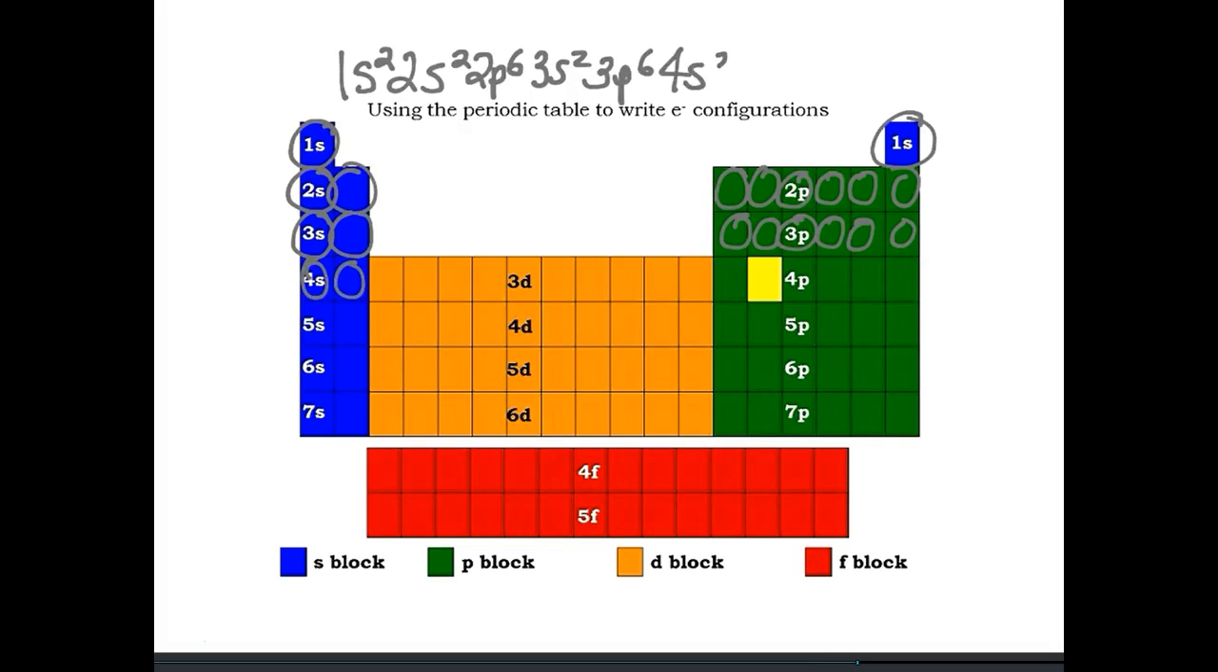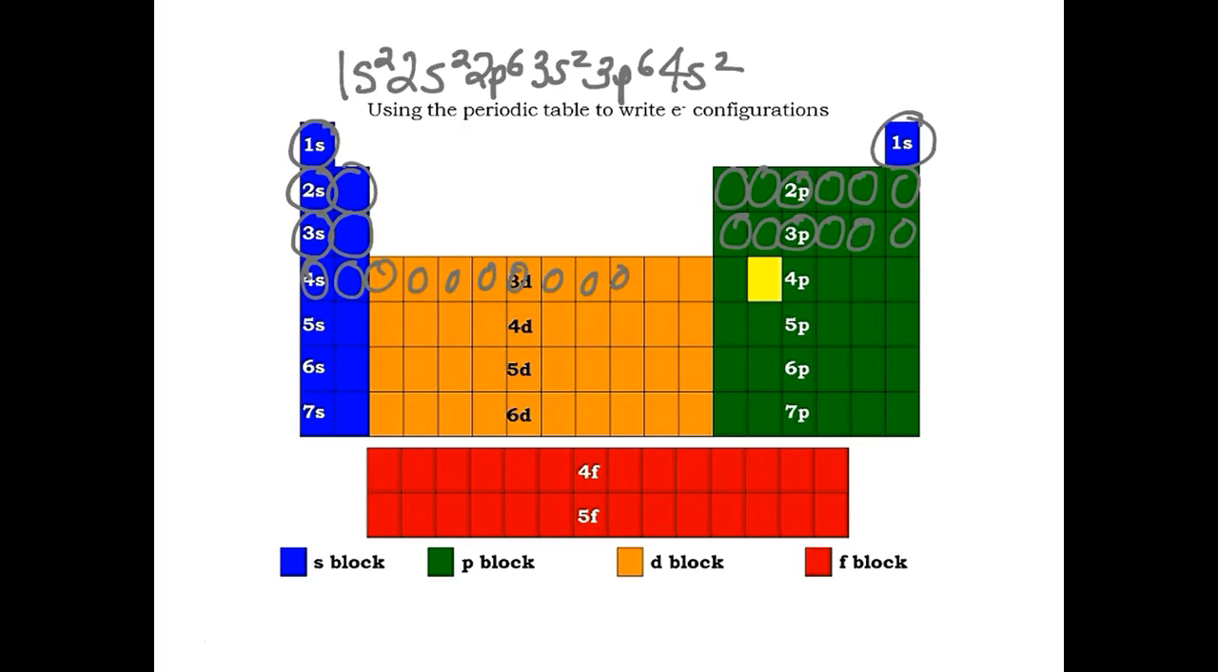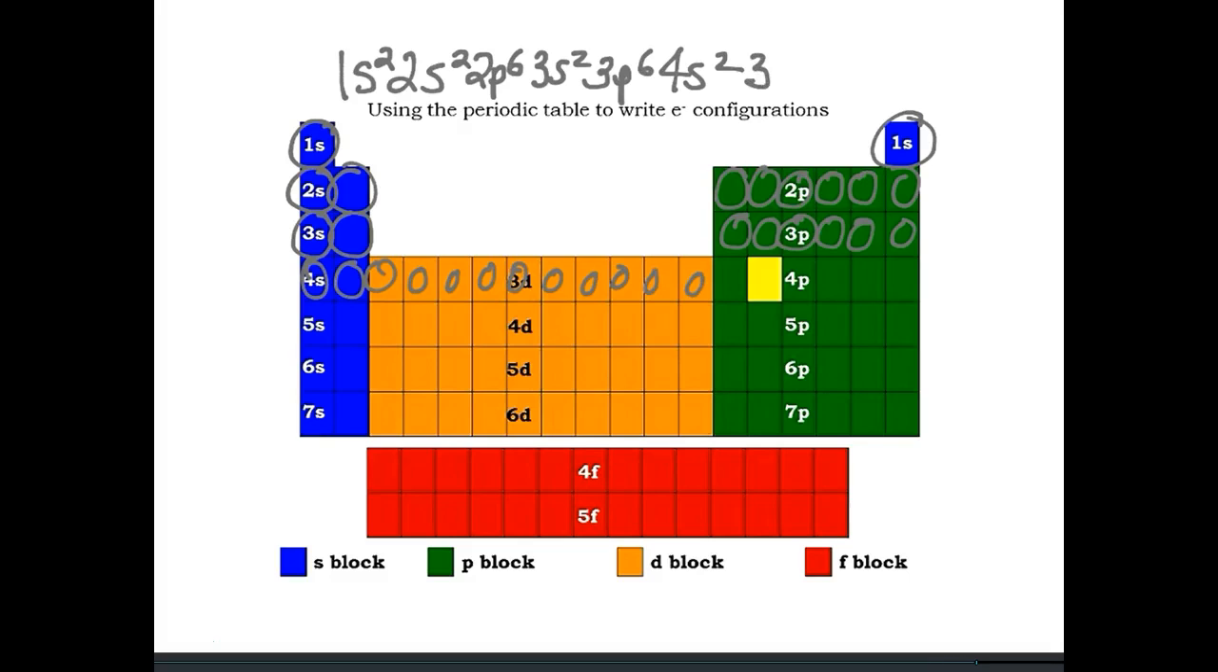So we have 4s, 2 boxes, which means 4s2. And then now we move to the 3d section, and we have 10 boxes here, so 3d10. And now we have 4p, and we're going to stop when we get to germanium. So 4p2, right? And so that is our final electron configuration. So you'll see each box is like an electron, okay?